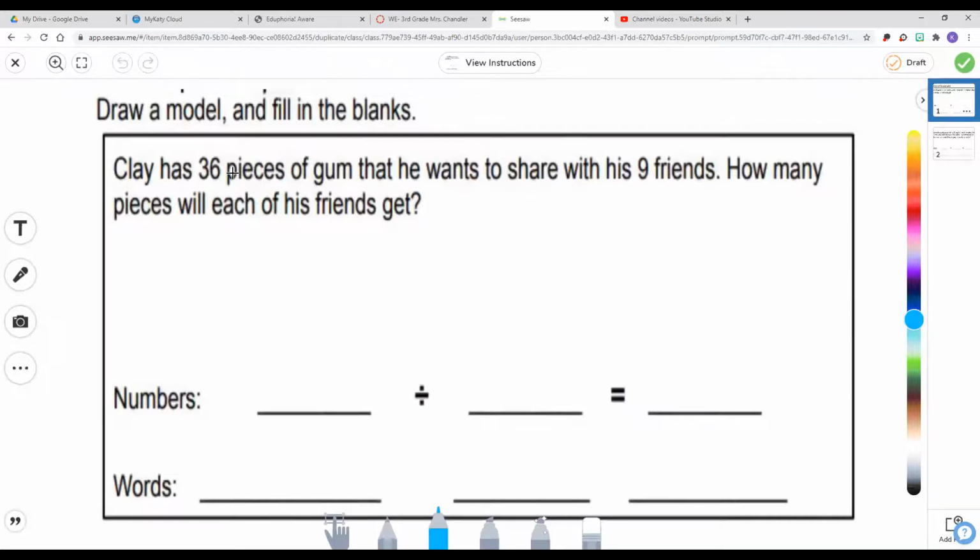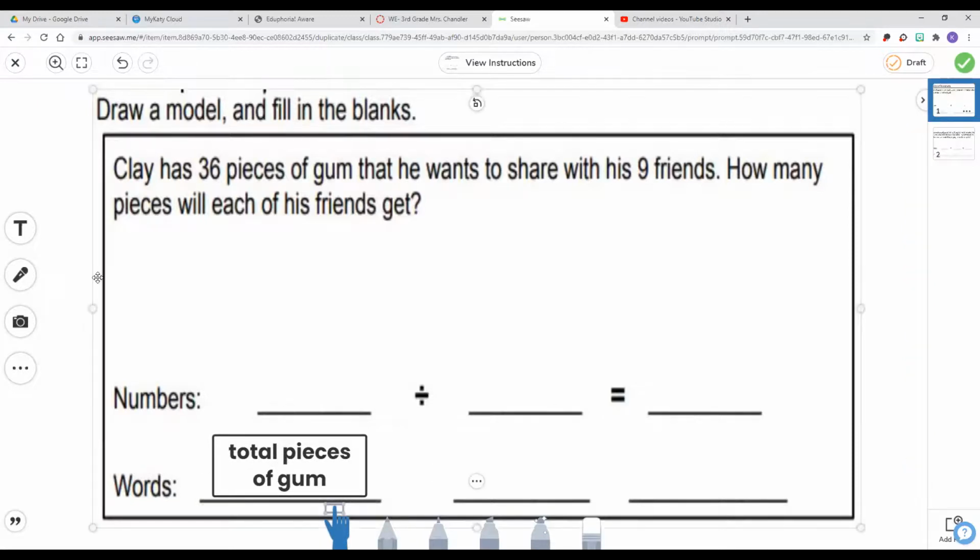Well, so for my words, what am I looking for? He has 36 pieces of what? Dimitri, what does he have 36 pieces of? Gum. So I'm going to put total pieces of gum. So that's what would go here. Total pieces of gum.